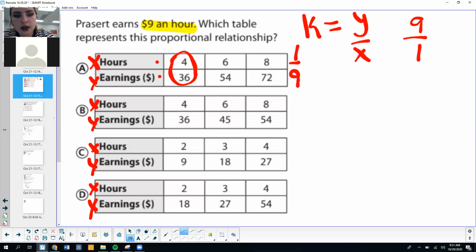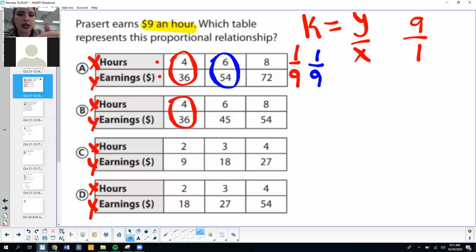However, I'm noticing for table 2, it's also that case. So we can't just make that snap decision. We need to figure out the second point on this. So I'm going to look at this right here. 54 divided by 6 should also give us 9 if it's a proportional relationship, and it does. So 54 divided by 6 also gives me 9.